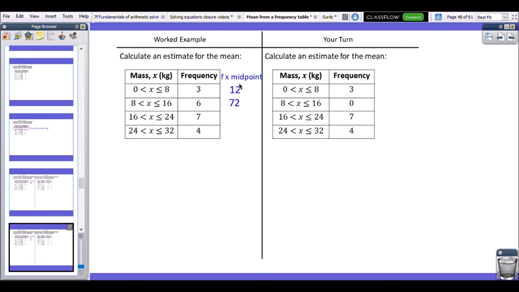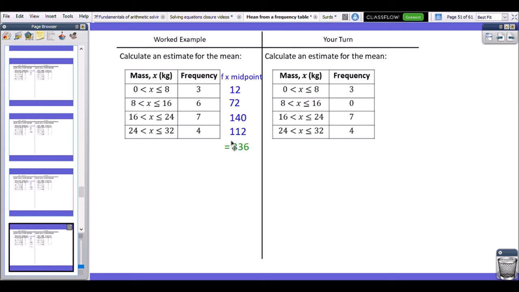So I'm going to continue that process. If 6 people had a mass of around 12 kilos, because I'm taking the midpoint of this class interval, 6 times 12 gives me 72. Following on, 7 people had a mass of around 20 kilos, because 20 is the midpoint, so 7 lots of 20 is 140. And then finally 4 people had a mass of around 28 kilos. Okay, so these are very light people, maybe babies or children or something like that.